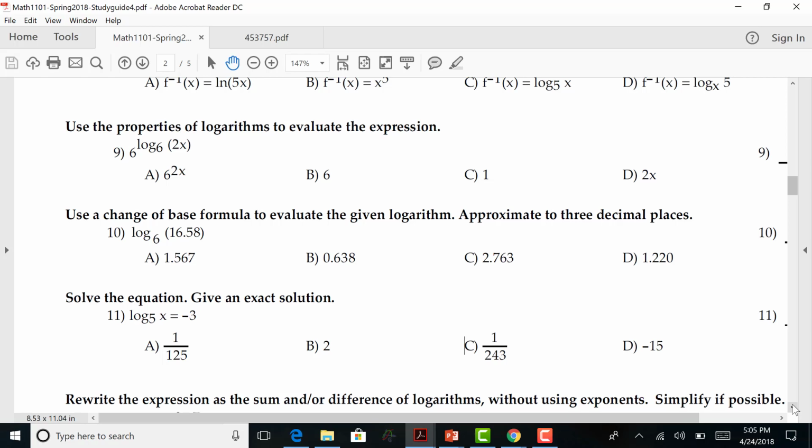Okay. Number 9, there's no work to number 9. What's the answer? Just 2x. Remember, when the 6 and the 6 are the same, the answer is the other number. That was one of your properties. When this and this are the same, the answer is whatever that is. So the answer is 2x. There was no work for that problem. It's a property they're just assuming we're going to remember.